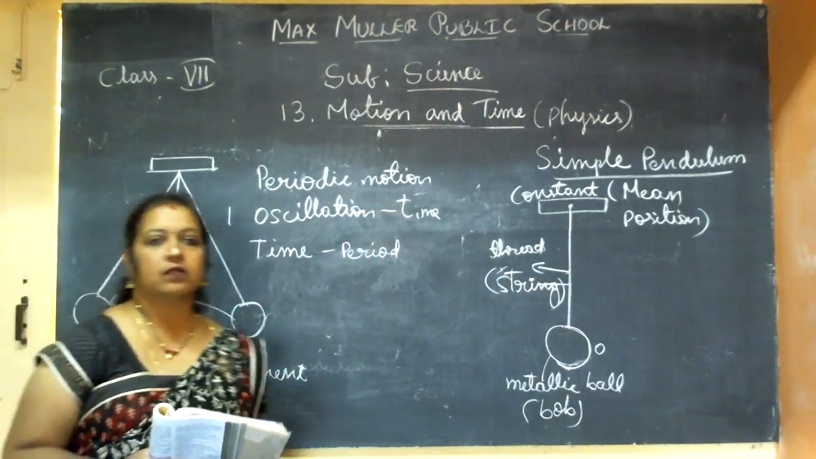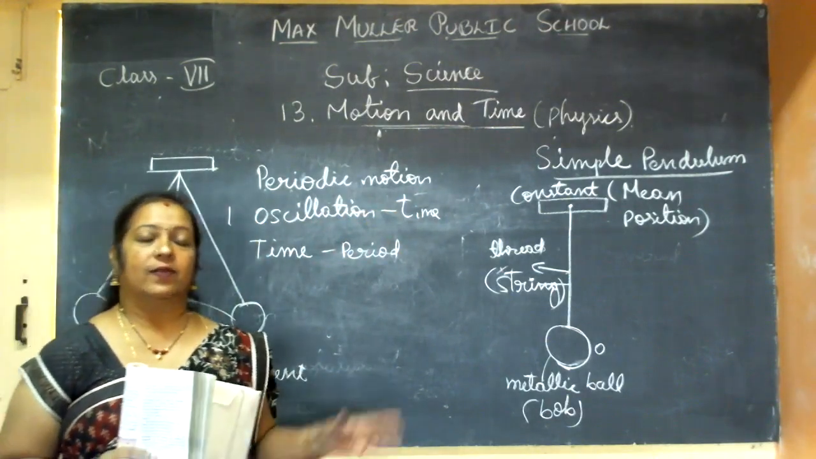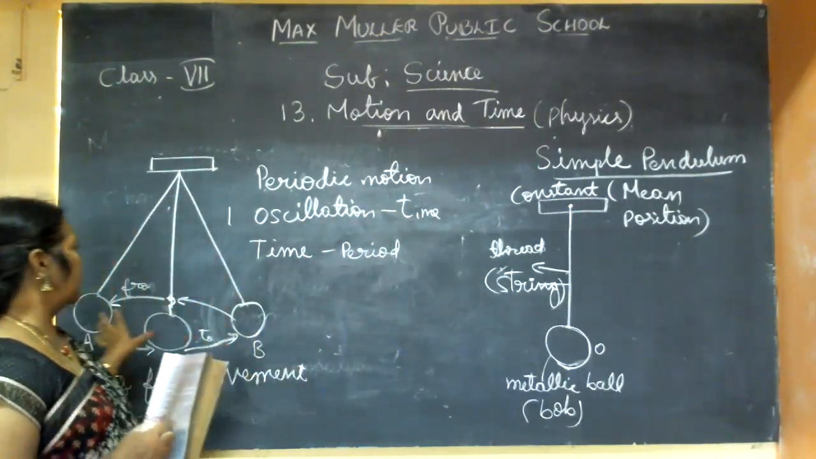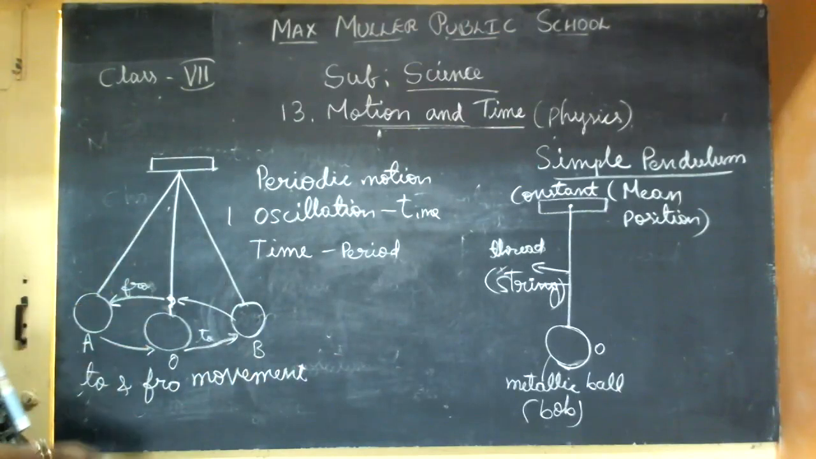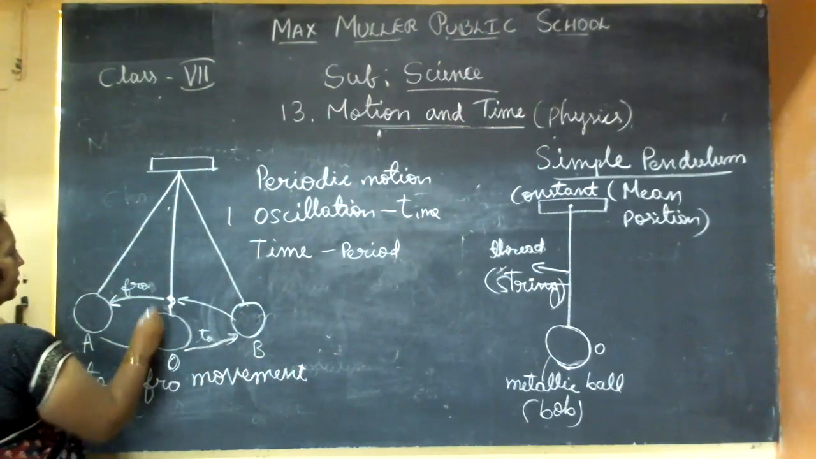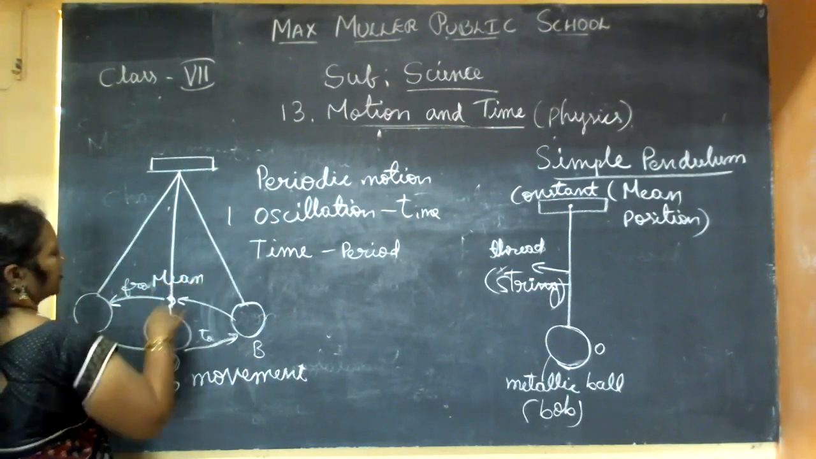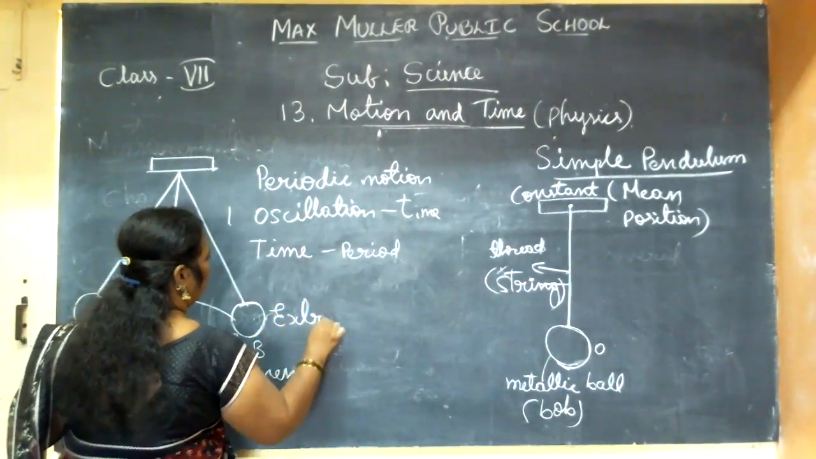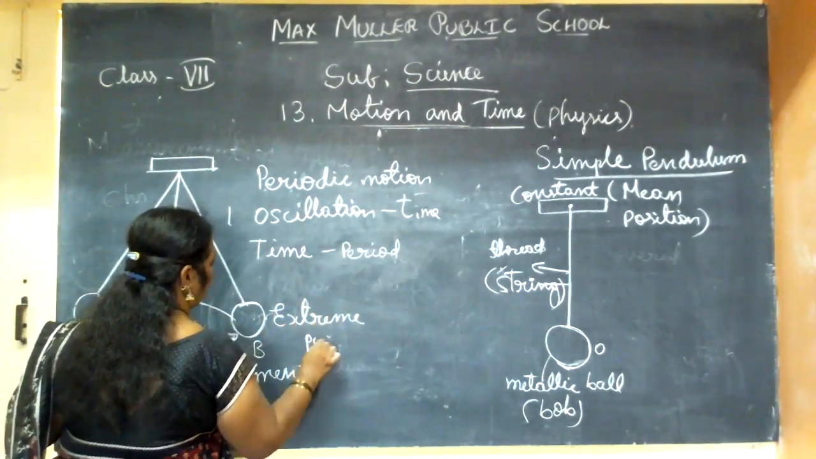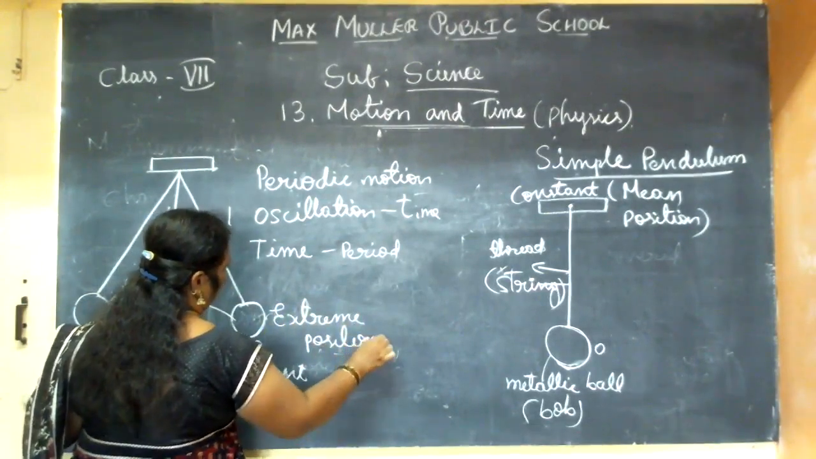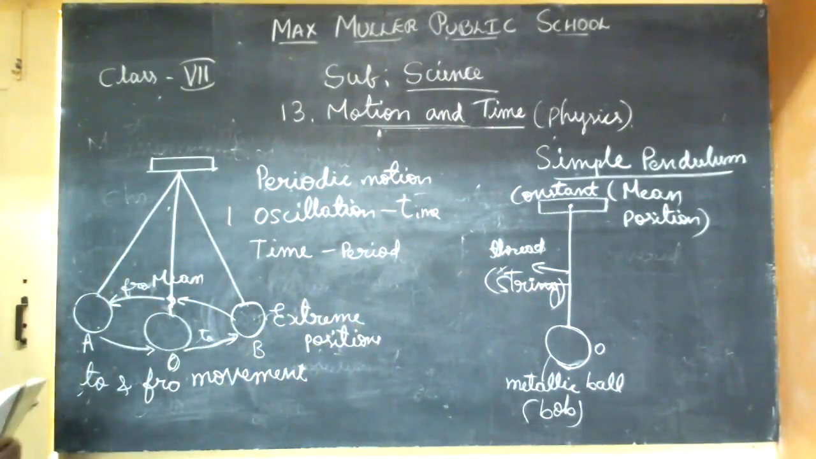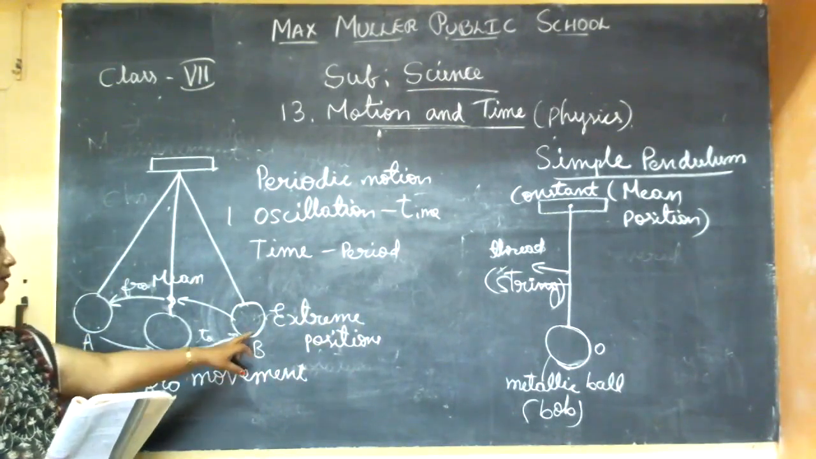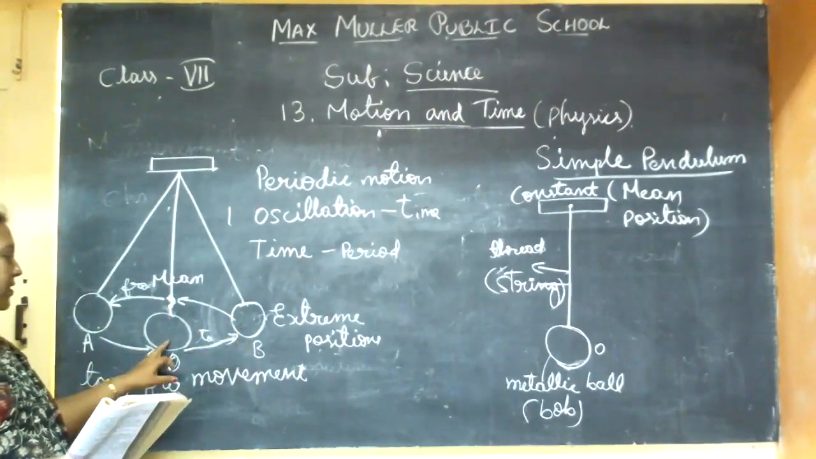Okay. There is an activity related to this. Did you understand this one? This is the mean position where the bob is constant. That is what we will call the mean position. And these A and B positions we will call extreme positions. So mean and extreme positions you can identify. A to B are the extreme positions, and O is the mean position.